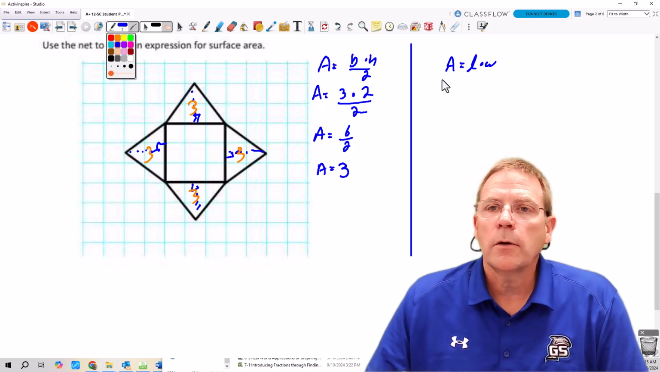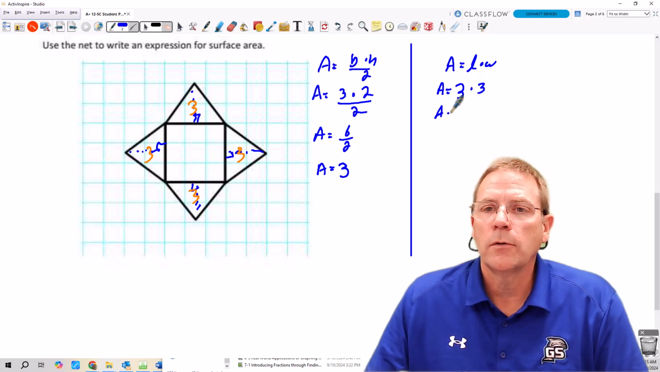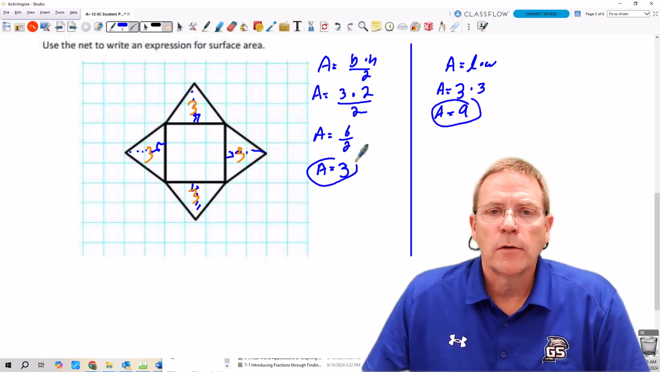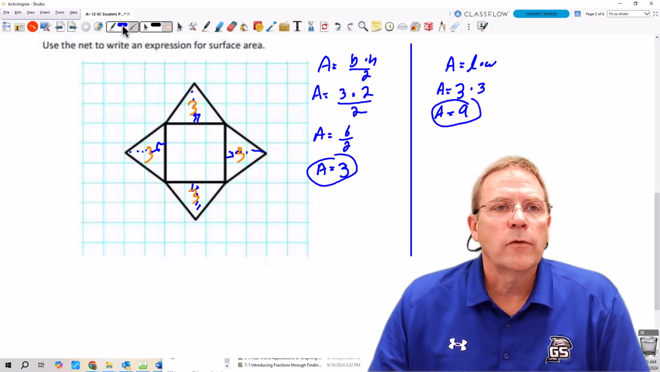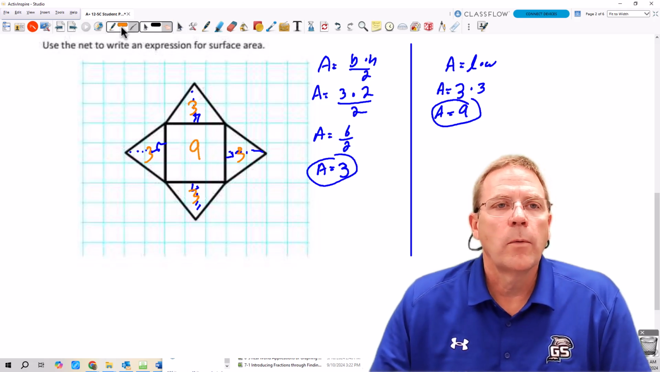Next, my square is going to be 3 by 3, so the length is going to be 3 units and the width is going to be 3 units, giving me an area of that square of 9 units. We're going to circle both of those sub-answers because they are important, and then all we have left to do is add those numbers up.